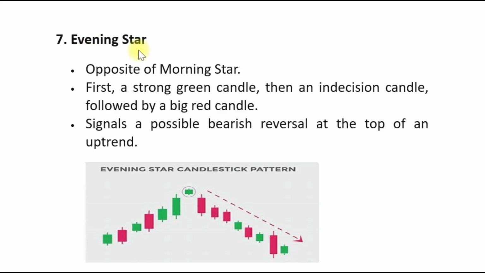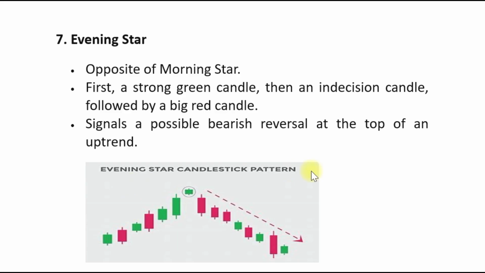Next pattern is the evening star. It's exactly the opposite of the morning star. First a strong green candle, then an indecision candle, followed by a big red candle. It tells of a bearish reversal at the top of an uptrend.